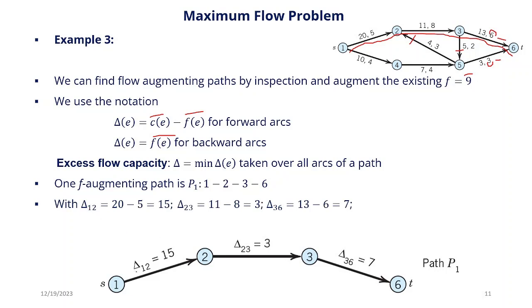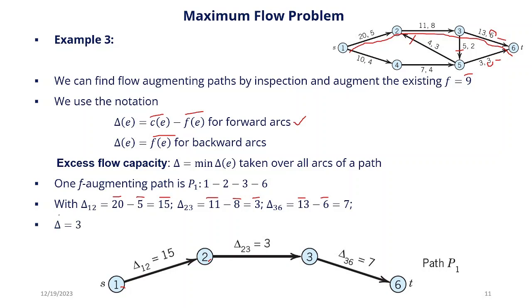So we now say delta 1, 2, from 1 to 2, is the capacity minus the flow, equal to 15. Delta 2 to 3, from 2 to 3, is the capacity minus the flow, equal to 3. And we say delta 3 to 6 is the capacity minus the flow, equal to 7. The reason we are subtracting the flow from the capacity is that all the arcs here are forward arcs. All of them are going forward. None of them is going backward.